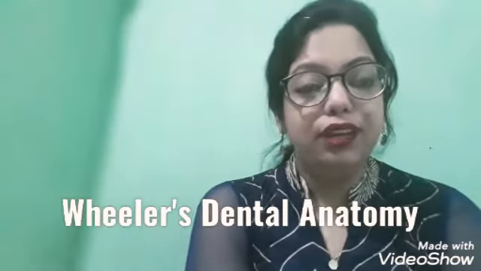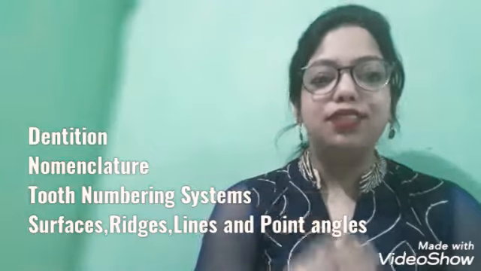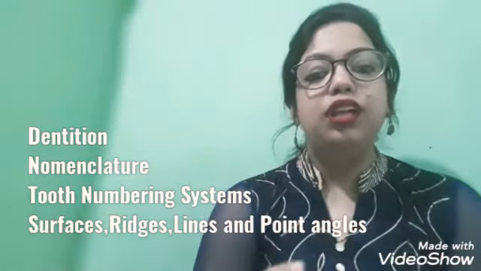In today's topic, dental anatomy, you have to refer to the book known as Wheeler's Dental Anatomy. In this subject, I'm going to discuss the introduction to dental anatomy, the overview of dentition, nomenclature, tooth numbering systems, division into thirds, line angles and point angles. What are line angles, point angles, surfaces, ridges?